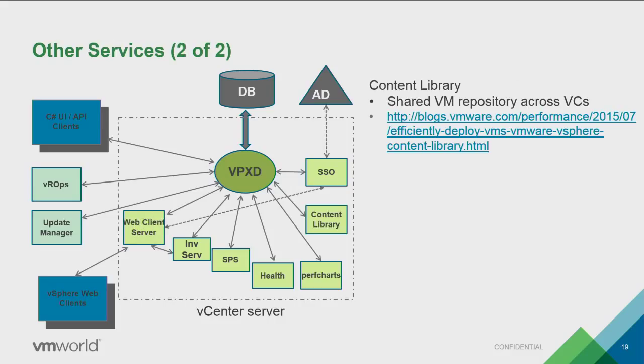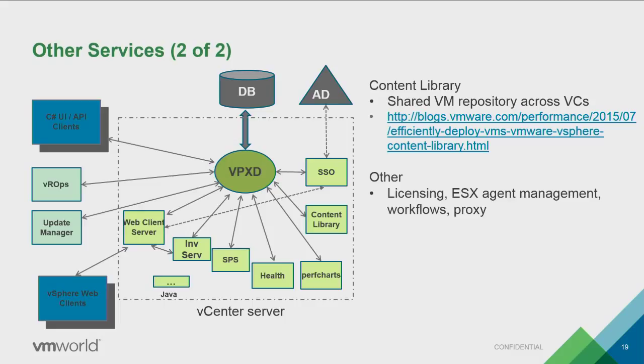We also have a content library. This is, I guess, new in 6.0. If you want to create a repository of VMs or other different kinds of files and share them across different instances, you can put them in this content library. My colleagues wrote a nice blog talking about how to use this content library more efficiently. Now that's inside of vCenter as opposed to being a separate component.